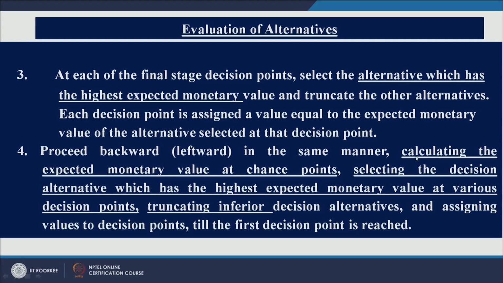What process? Calculate the expected monetary value at chance points, and select the decision alternative which has the highest expected monetary value at various decision points, truncating inferior decision alternatives. So, when you move from right to left, you need to keep on ignoring those alternatives which are not yielding much expected monetary value. So, we will take up an example and we will solve a question using decision tree analysis.